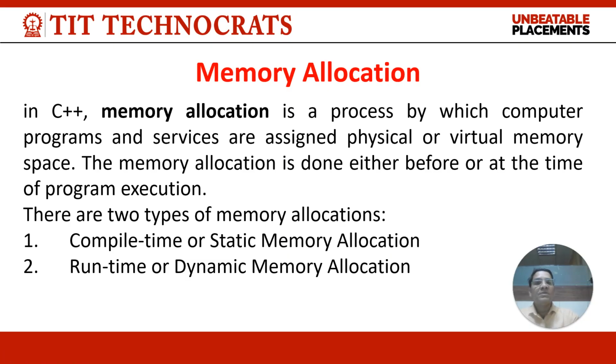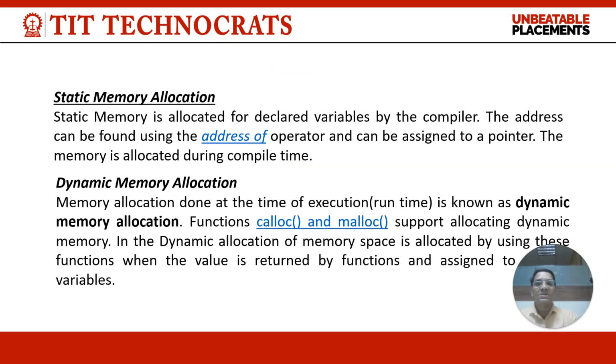Now, going on with memory allocation. In C++, memory allocation is a process by which computer programs and services are assigned physical or virtual memory space. The memory allocation is done either before or at the time of program execution. There are two types of memory allocations. Compile time, also called static memory allocation. Runtime, also called dynamic memory allocation.